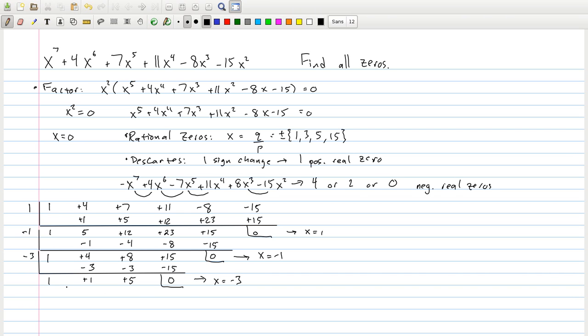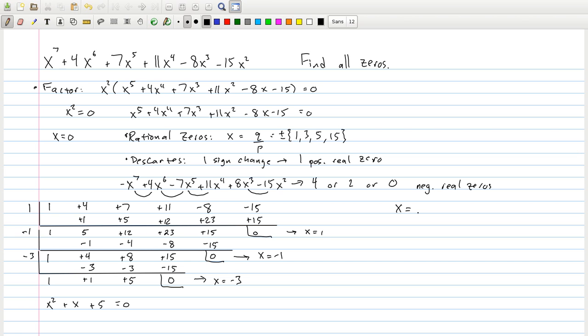Now if we look at this, the original polynomial that we started the synthetic division with was degree 5. The first successful synthetic division reduced it to degree 4. The next reduced it to degree 3. This last one reduced it to degree 2, so we have a quadratic, 1x squared plus 1x plus 5. And we want to find the zeros of this. I don't see a way to factor this, so I'm going to use the quadratic formula.